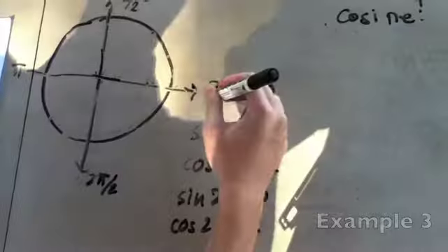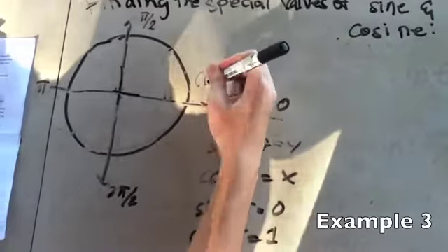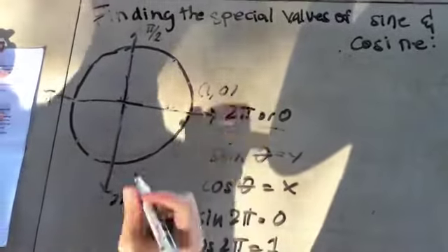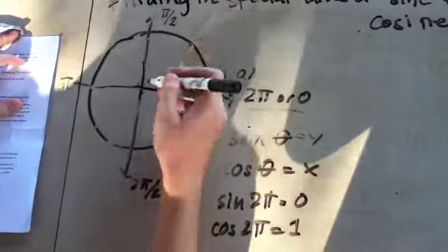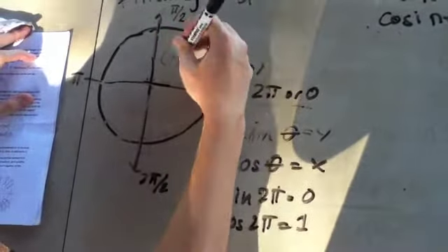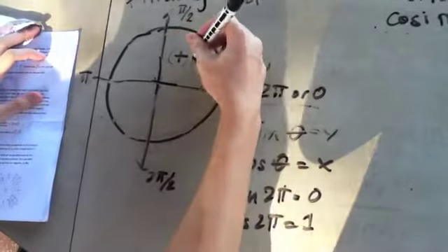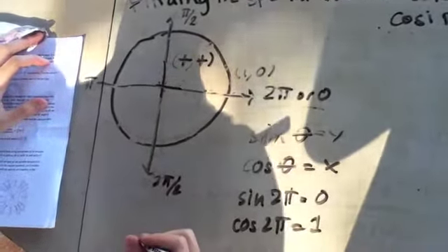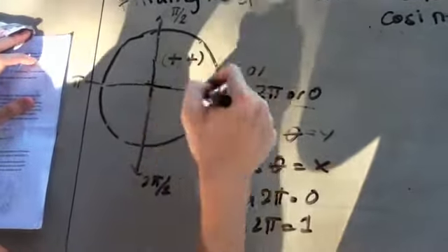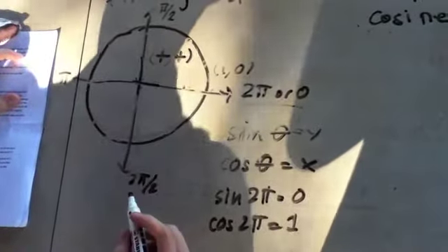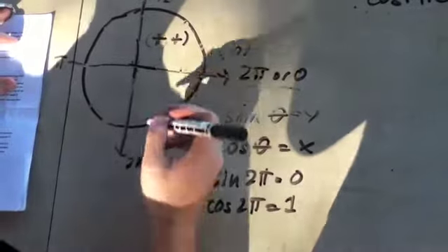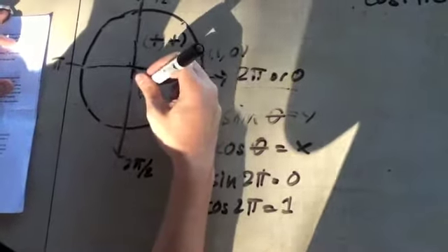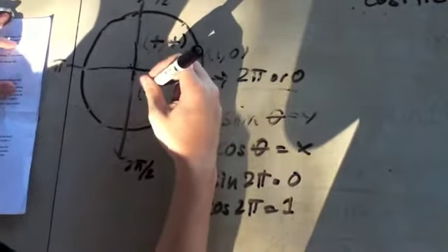The coordinates of 2 pi is 1, 0. Note that in the first quadrant, both sine and cosine are positive, because it's placed in both the positive x-axis and y-axis. In the fourth, we have negative sine and positive cosine.